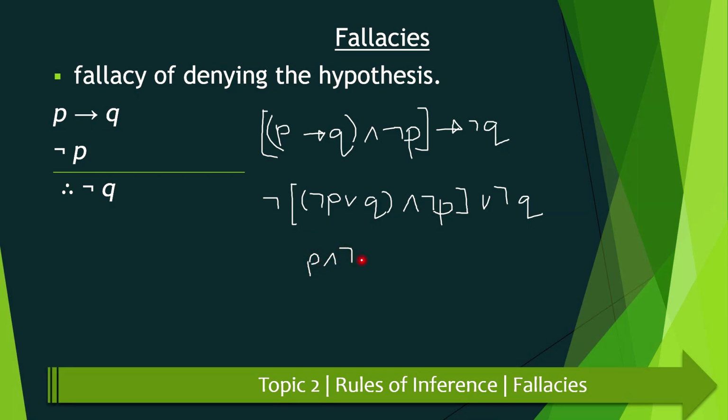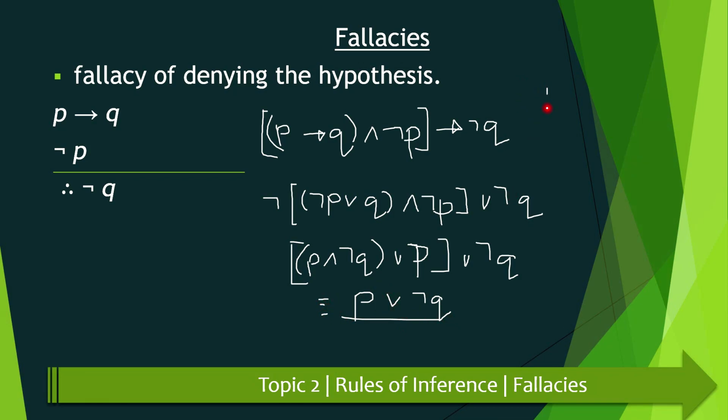Okay, so it will become P and not Q, or P, or not Q. And based on the rule of absorption, it will become P or not Q. And of course, this is not a tautology. So it will end up here.